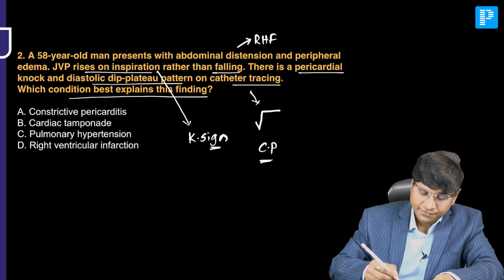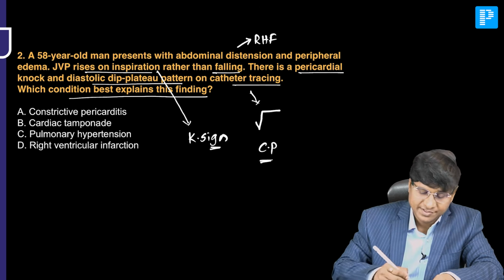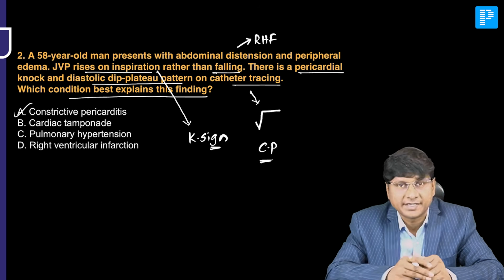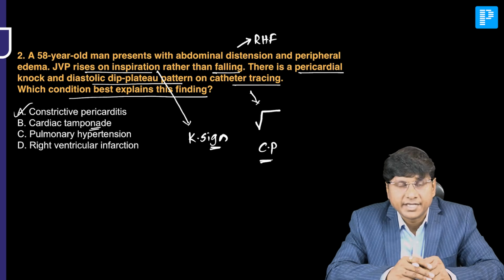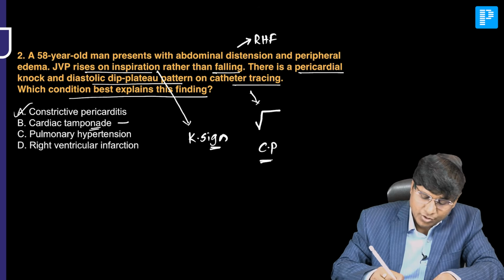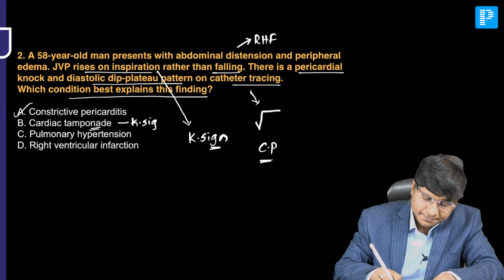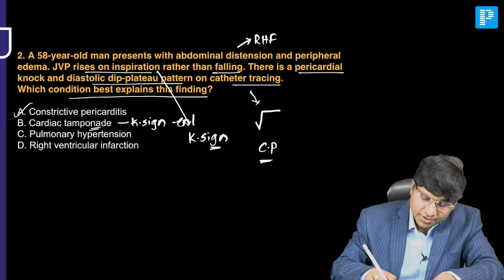So the options, if you see now, which condition best explains this? That is the constrictive pericarditis. Whereas you take the other options like cardiac tamponade. In case of cardiac tamponade, the Kussmaul sign is absent. So that will rule out the second option.